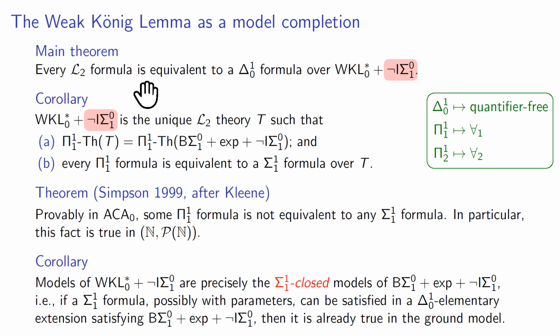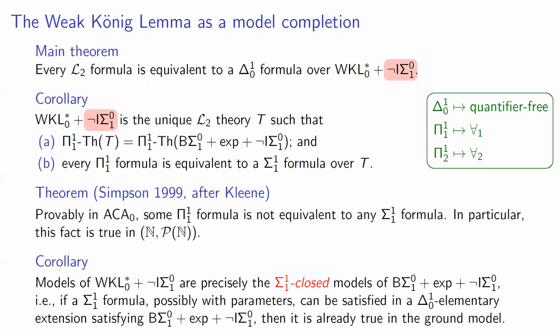So here we have a model companion. The models of this model companion, this WKL0* plus not IΣ^0_1, are precisely the existentially closed models of the theory. And existentially closed, in this case, is just Σ^1_1 closed. There is a proper definition here, but intuitively, they just satisfy as many Σ^1_1 formulas as they consistently can. So these models of WKL0*, in the presence of the negation of IΣ^0_1, are very rich models again.